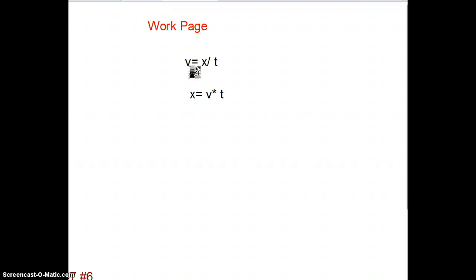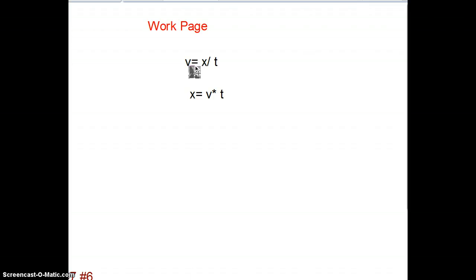For number 6, it's a two-part problem. We have a bus trip, and in the first leg of the trip, they travel 280 kilometers with an average velocity of 88 kilometers per hour. The bus stops for 24 minutes, and then it goes another 210 kilometers with an average velocity of 75 kilometers per hour. There's a 3-part trip and 2 parts of questions.